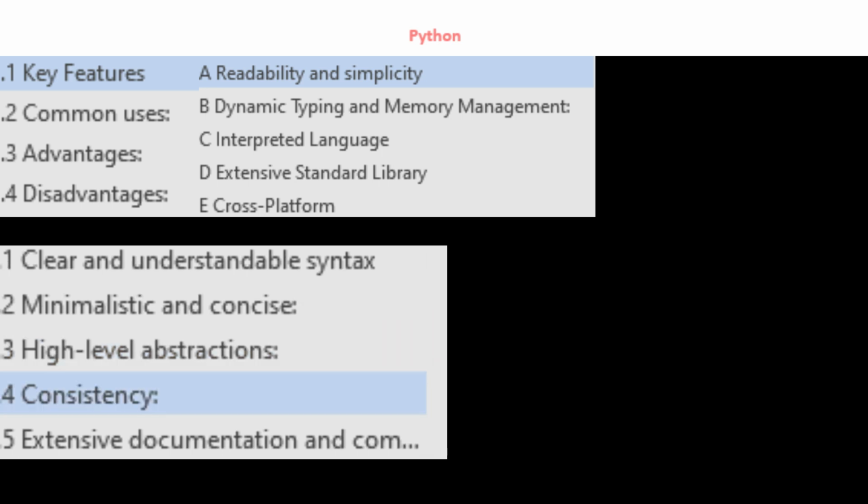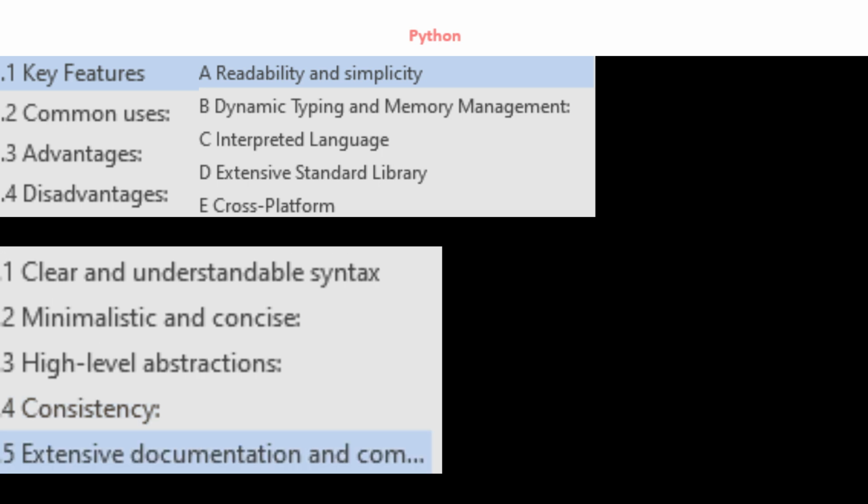Consistency. The language's design promotes a consistent approach to solving problems, which enhances readability across different projects and codebases. Example: following PEP 8, the Python style guide, helps maintain consistency in code formatting and style. Extensive documentation and community support.